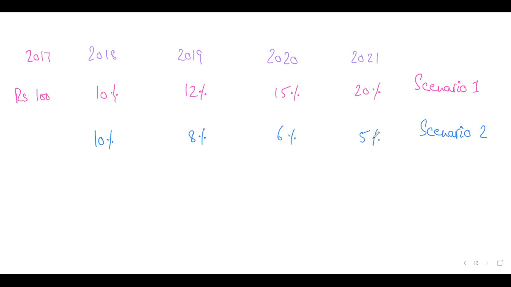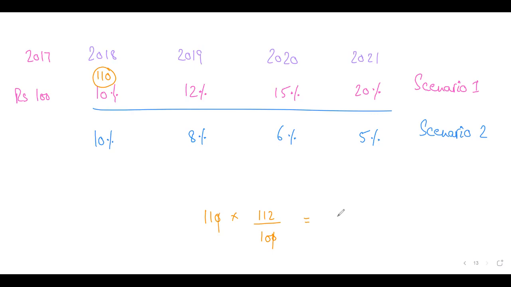Got it? Okay. Now students, can you do the calculation for me? Let's do it together. For the first scenario, compared to the base year, in 2018 prices will be 10% higher. So in 2018, let me write those prices over here, your prices will be 110. Easy. Then in 2019, you have to find 12% higher of this, 12% higher of 110. So what you will do is basically find this.